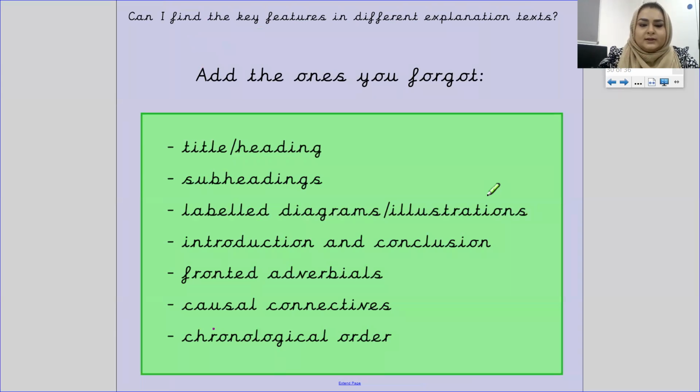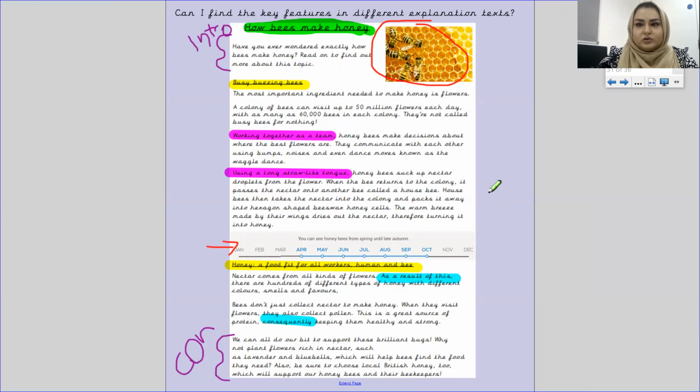Okay, now then, chronological order. So we all know chronological order is to put your explanation text in the order the events happened in. This explanation text is put into chronological order because first it tells you where the bees go, how they go, what they do, and then how they go to the plant, then how they pick up the honey, and then who they pass the honey on to, and then what the house bee does with the honey.